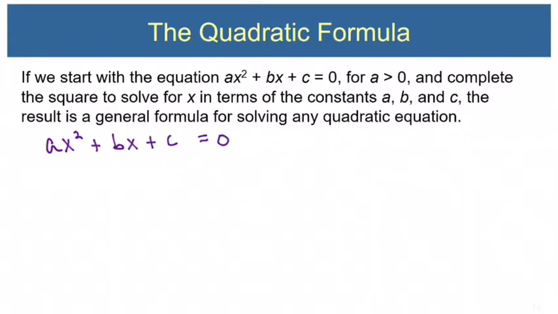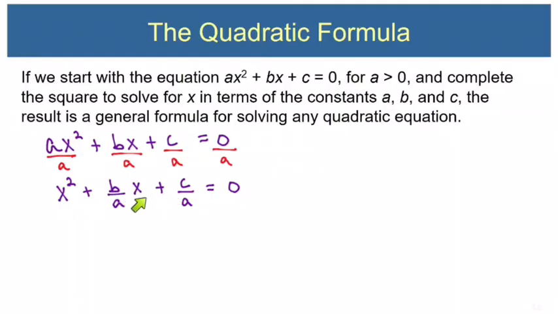ax squared plus bx plus c equals 0. Okay, now we know when we complete the square, the first thing we want to do is to eliminate this a coefficient. So let's divide through by a. And of course the a here will cancel. That'll leave fractions here and here, but this is still 0. So now we have x squared plus b over a x plus c over a equals 0. Don't let the fractions bother you. Just follow along with me. Just bear with me for a minute.